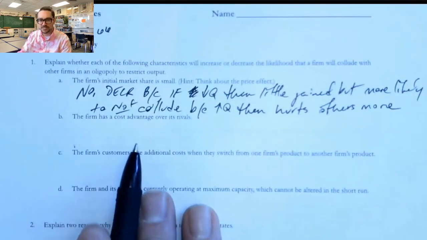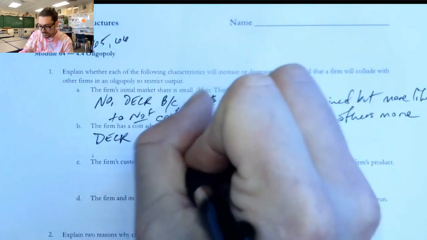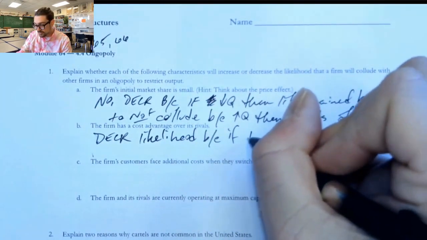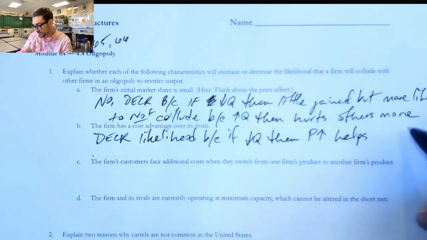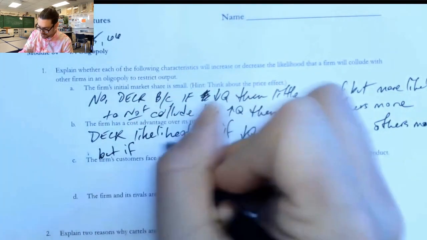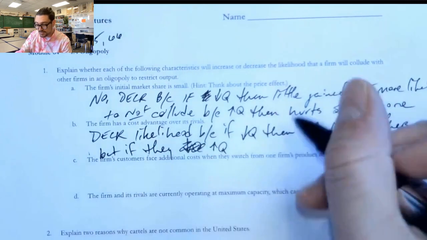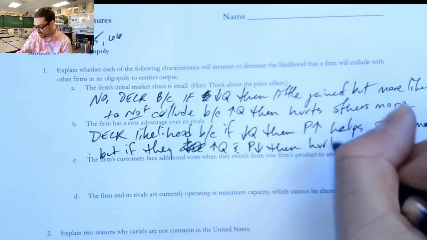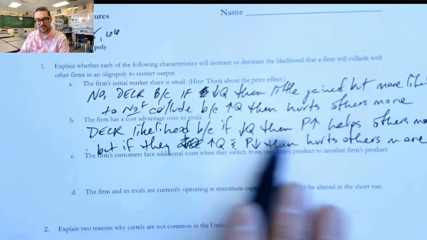For the second one, the firm has a cost advantage. This one also decreases the likelihood, because if they were to decrease their quantity, then the price goes up, and that helps the others more. But if they increase the quantity and the price goes down, then it hurts others more.